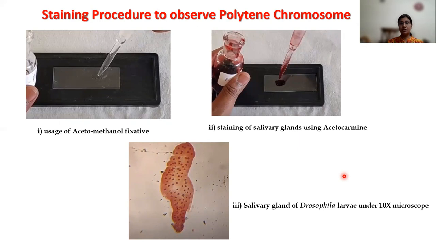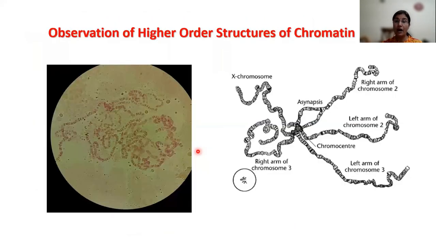So after the squashing is over, the tissue is observed under the 10x, focused more on 40x, and lastly when we observe in 100x using oil emulsion, we are going to observe the polytene chromosomes. It is the most beautiful slide preparation of the polytene chromosome, in which a coil structure is properly seen along with the transcription, along with the bands and the interbands.